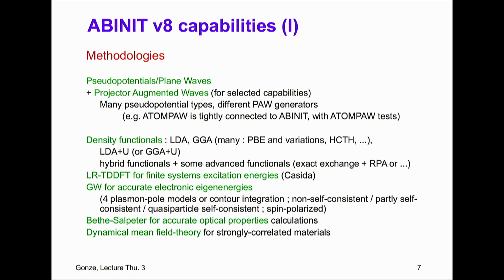At the level of density functional, LDA, GGA, many, we are using the libxc library like many other codes, LDA plus U, GGA plus U, hybrid functionals, as well as some advanced functionals, linear response time-dependent density functional theory, but for finite systems only, GW for accurate electronic energies, and there also one can have very many flavors of GW, Bethe-Salpeter to get the accurate optical spectrum, and dynamical mean field theory, which is a bit semi-empirical in the sense that there is one parameter that is not completely first principle, but this theory is very nice for strongly correlated materials, like strontium vanadate, for example.